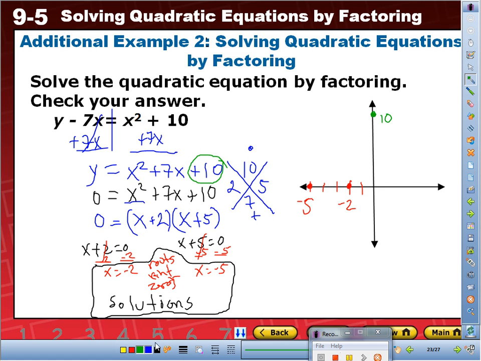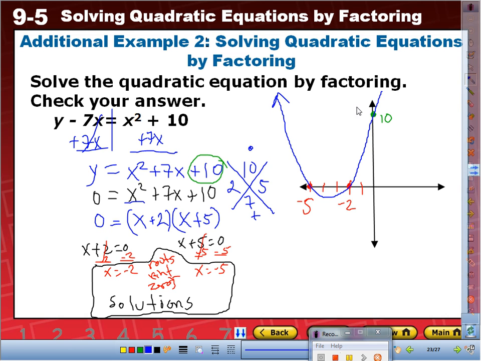And we graph our parabola. Here it goes. I'm going to start with the y-intercept, and I'm going to match it to one of the roots. Bam. Everybody see that? Once again, what are our solutions from this graph? Negative 5 and negative 2, also known as the roots or x-intercepts. Are we there? And the last step, we do what?